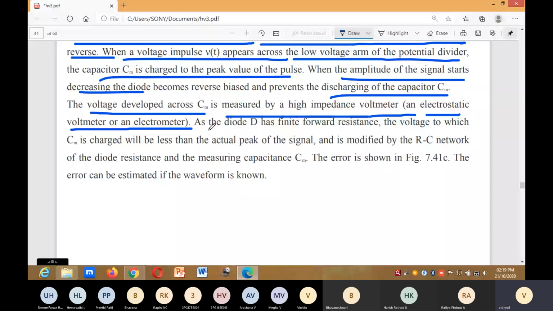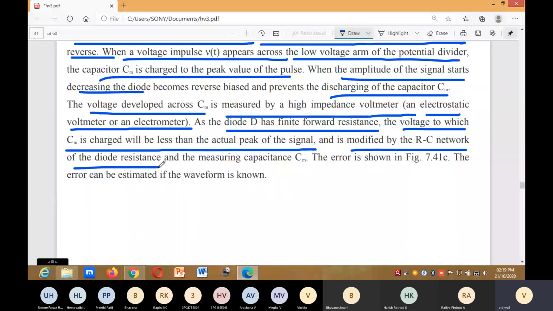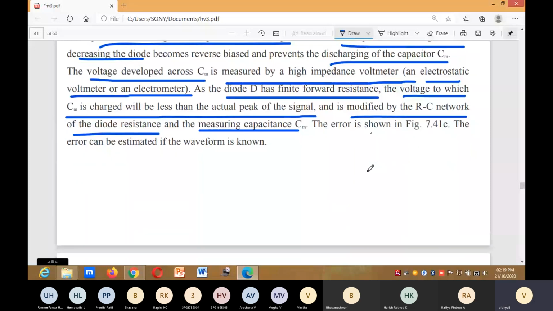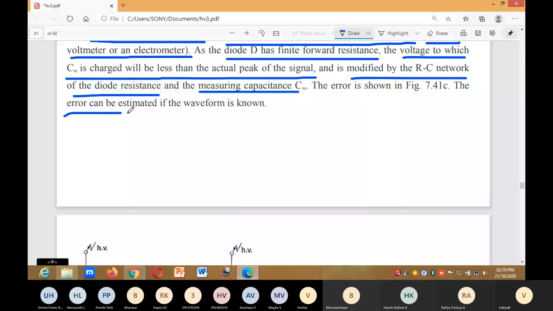As the diode has a finite forward resistance, the voltage to which Cm is charged will be less than the actual peak of the signal, and it is modified by the RC network of the diode resistance and the measuring capacitance Cm. The error can be estimated if the waveform is known.